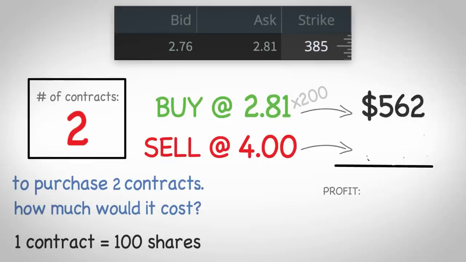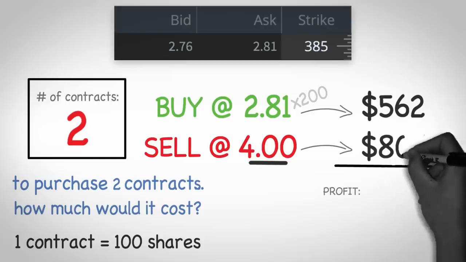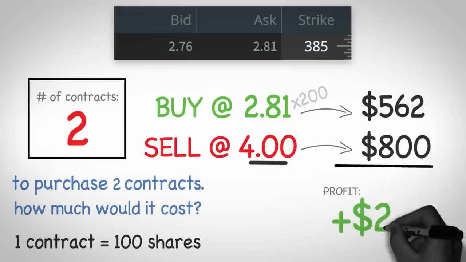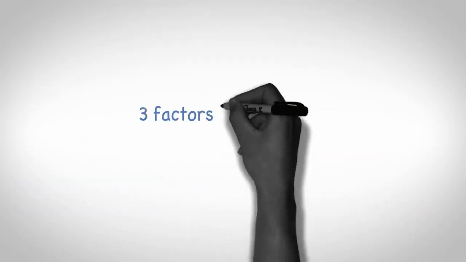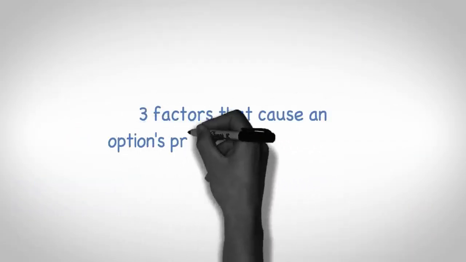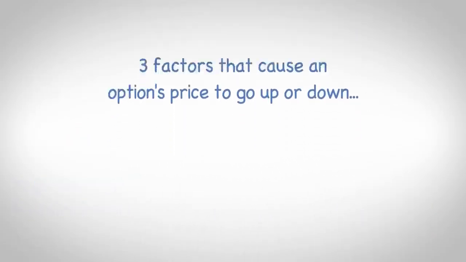So now if the price of the option goes up and we can sell both of our contracts at $4, then that means we turned $562 into $800. So our profit would be $238.